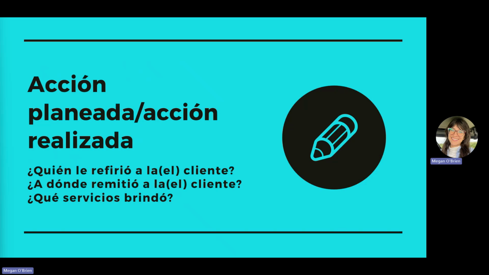So even if a friend told the survivor about your program and then they came to you to seek out services, you would still select self-referred because you're the first point of service contact. So that means that it's not coming from a formal referral from, for example, a health provider or a partner.